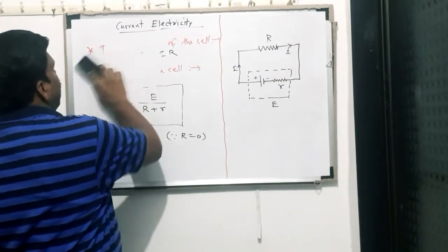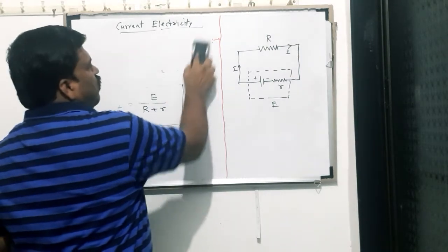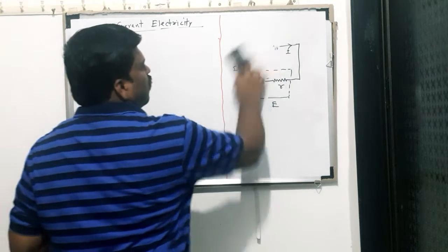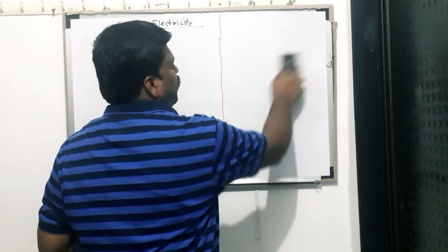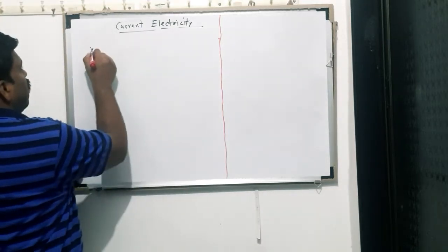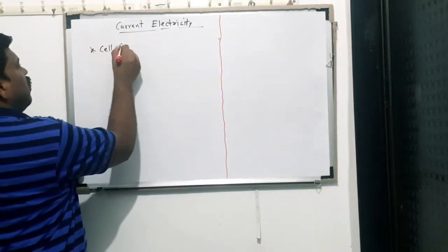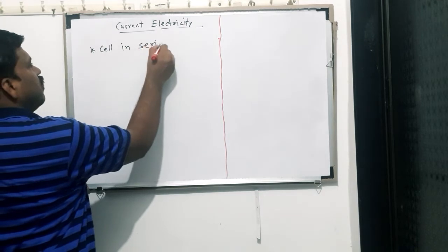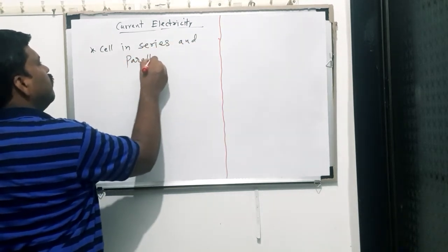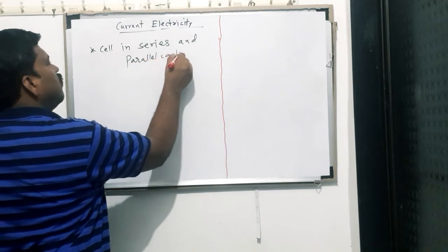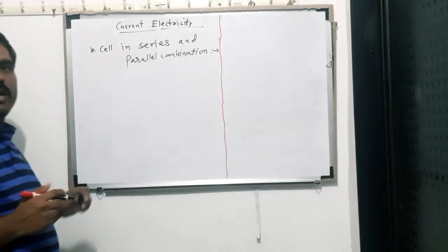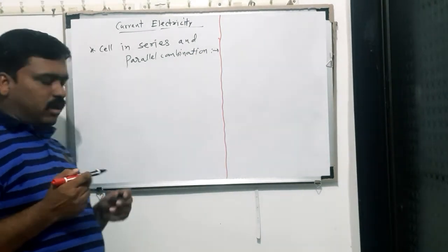याच्या पुढचा जो आर्टिकल आहे तो आपण या ठिकाणी बघूया. EMFs of the cells in series and parallel combination. Cells are in series and parallel combination.